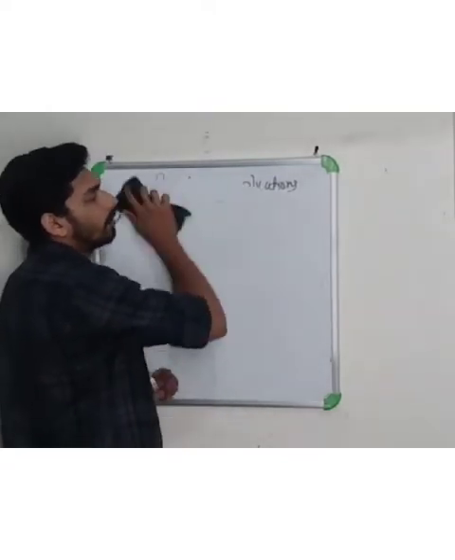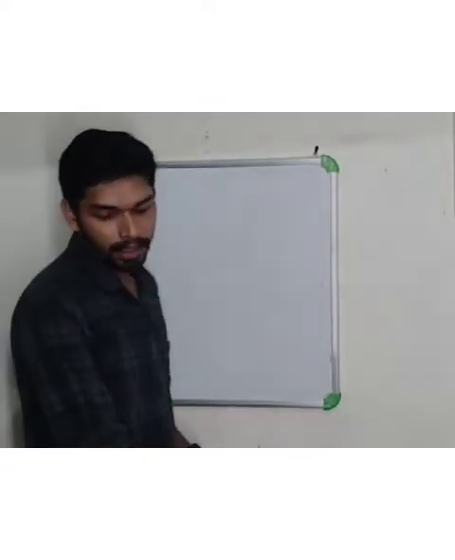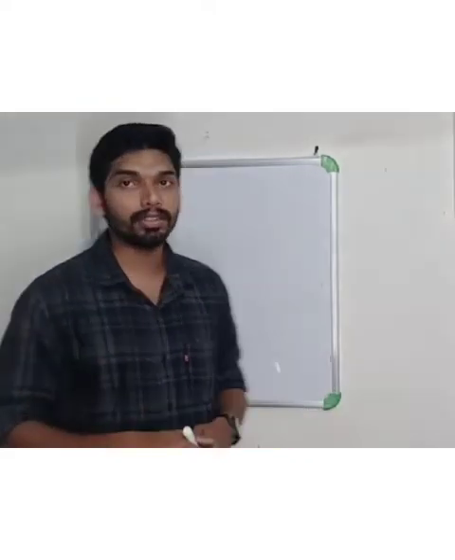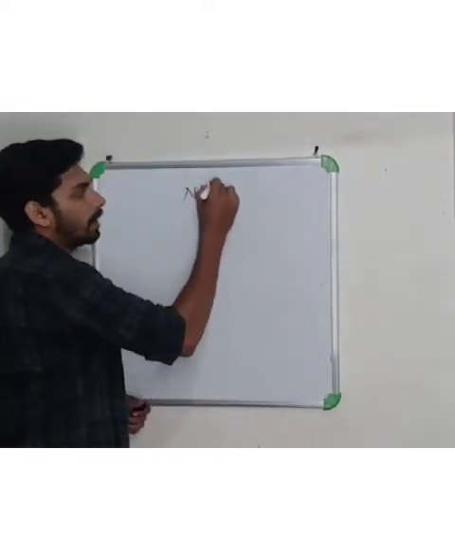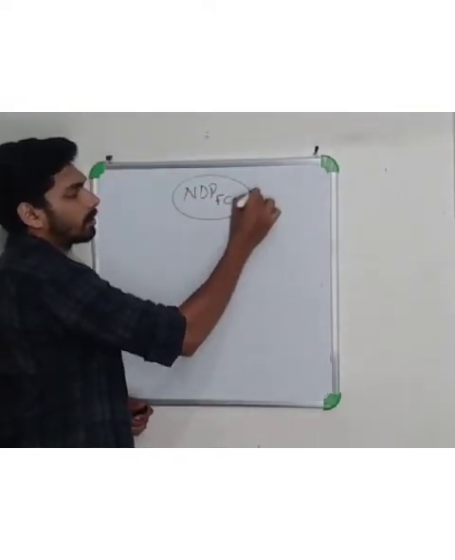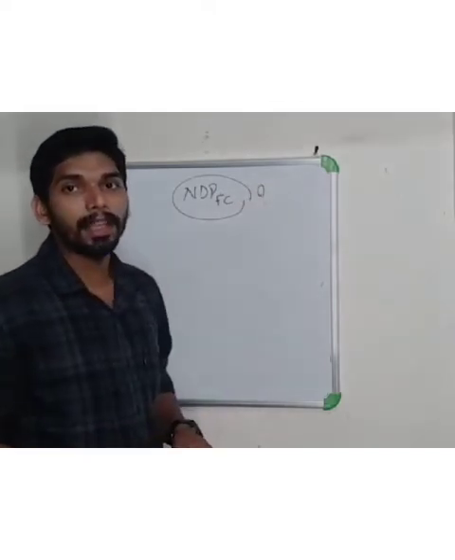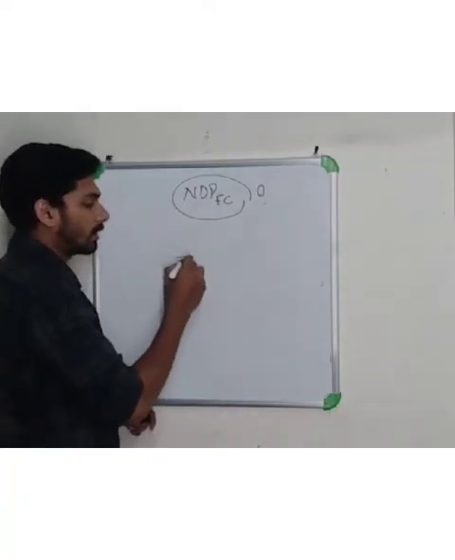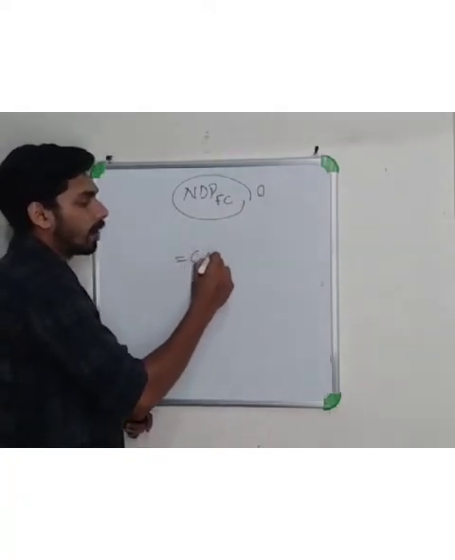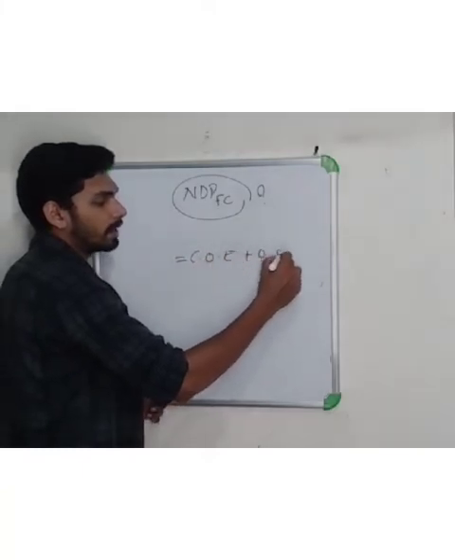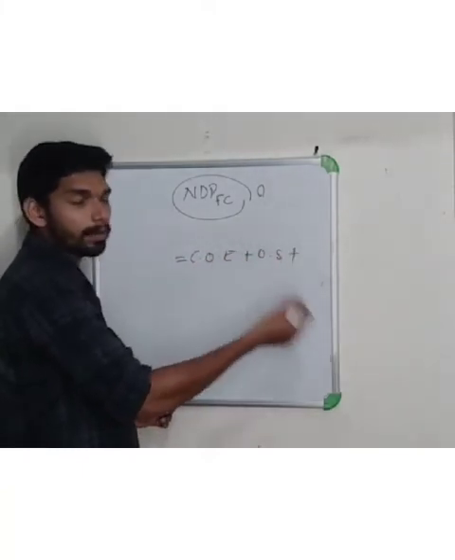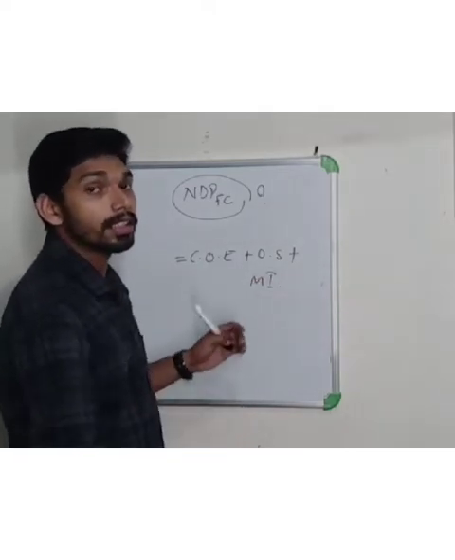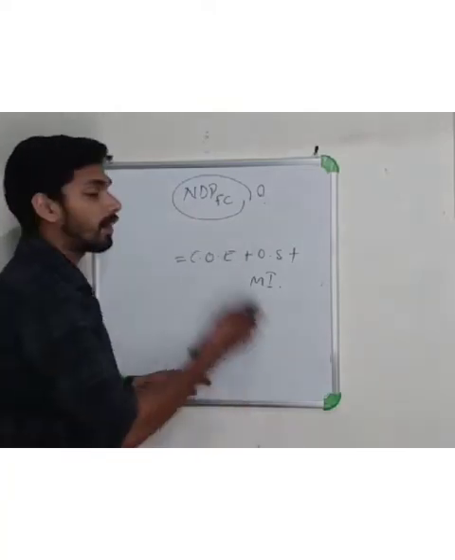Now here we have an example of how we can use the income method for calculating the national income. The question is: calculate the net domestic product at factor cost, that is NDP at factor cost. What is the formula? NDP at factor cost is equal to compensation of employees plus operating surplus plus mixed income.